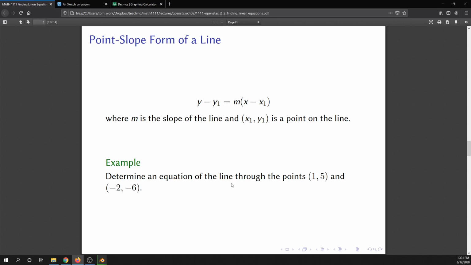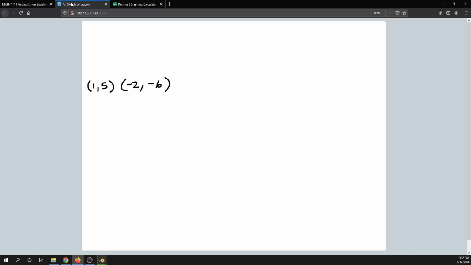It says determine an equation of a line through the points (1, 5) and (-2, -6). All right, so there are points (1, 5) and (-2, -6). This problem is basically going to have a couple parts. Number one, what we are going to do is find the slope of the line joining those 2 points. We can do that using the slope formula.